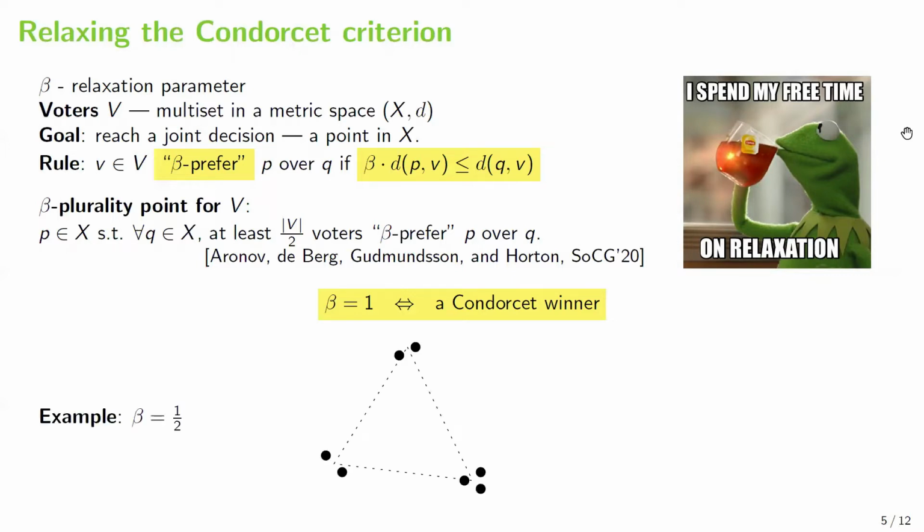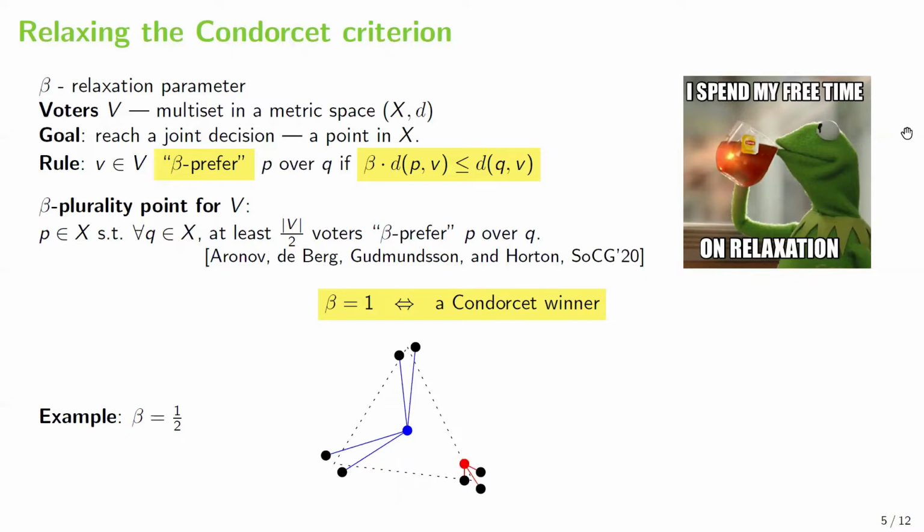Let's look at the example that we had earlier that had no Condorcet winner, and now set beta to equal half. You can check and see that the middle point is now a plurality point for this parameter. If we take any other point, for example this red point, it will never win more than half of the votes with this new voting rule, which gives some advantage to the blue point. In this case, the red point will not get any votes, because for each voter, its distance to the red point is larger than half its distance to the blue point.